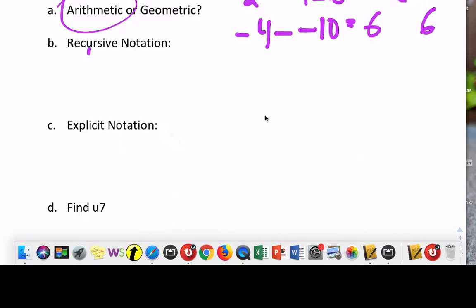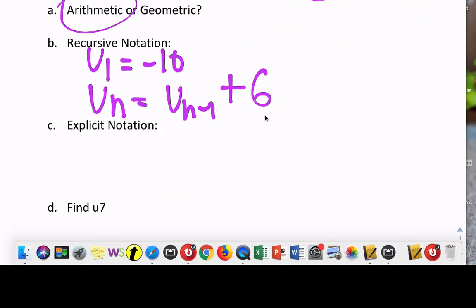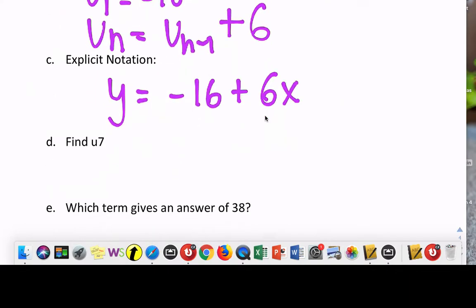So here, recursive notation, starting value, negative 10. To find any term, you take the term before it, and we're going to add 6. So the explicit notation, again, our first term is negative 10, so we have to go backwards one more. Negative 10 minus 6 is negative 16. So y equals, we start at negative 16, our slope goes next to the x, which is 6. So there's the explicit notation. So 2 ways to write this.